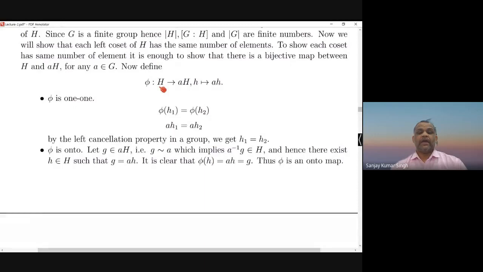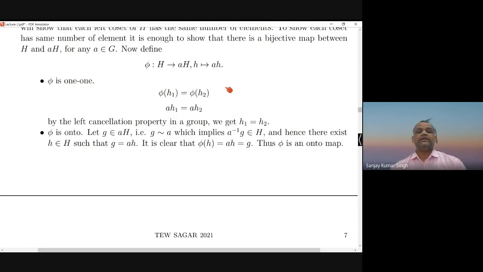Let us define a map between two left cosets. It is better to define a map between H and aH, because H is also one left coset. If the cardinality of H is the same as any left coset, then the cardinality between two left cosets is always the same. So let us define a map phi from H to aH, where h goes to ah. My claim is that this map is a one-to-one and onto map, a bijective map.